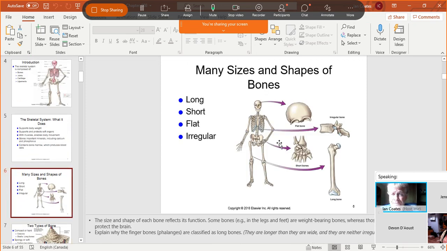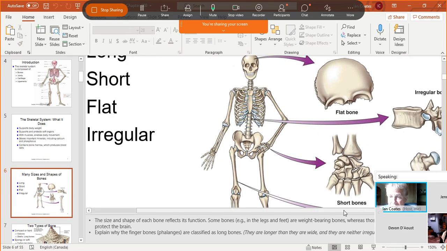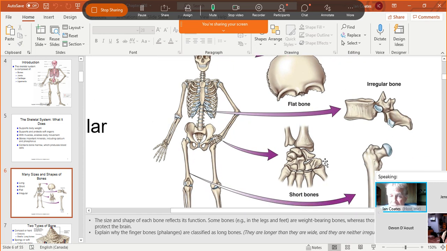What do we got? Many shapes and sizes. We have long bones. Humerus, that's your humerus there. There's your tibia, fibula. There's your femur. Short bones. You have a look here in the bones of the feet and hands. See these little irregular shaped bones there, short bones. We have irregular shaped bones here like the spine.